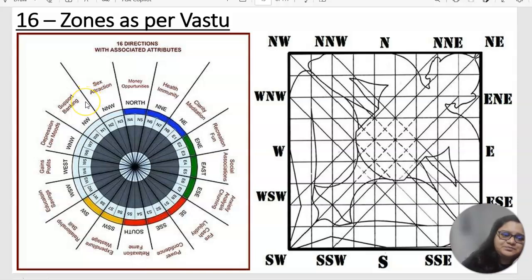From here, the next 22.5 degrees deals with support and banking systems. Again, from that, the next 22.5 degrees deals with sex and attraction. And like this, we have covered all 16 zones in total.